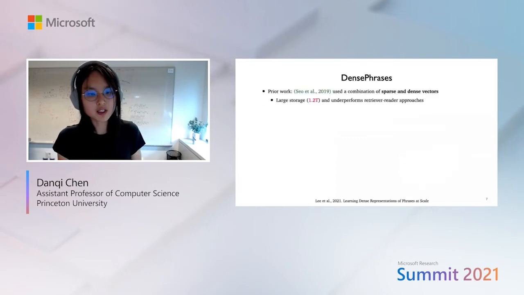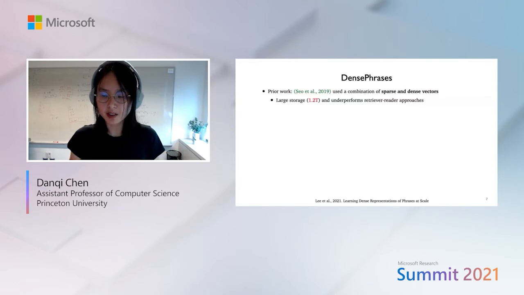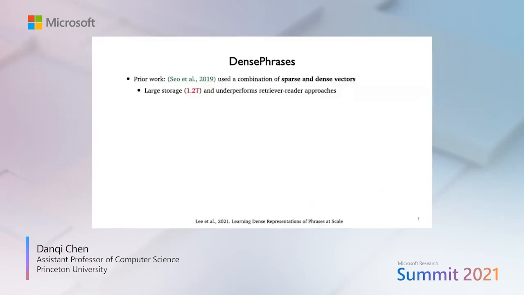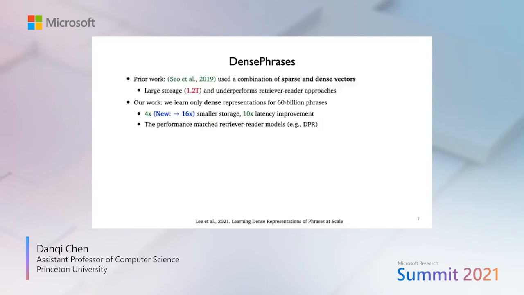The idea of phrase retrieval was first pioneered by Minjoon Seo and others in their ACL 2019 paper. At that time, they used a combination of sparse and dense vectors. And this led to a very large storage and still greatly underperformed retriever-reader approaches. In our DensePhrases work, we completely removed all the sparse representations and directly learned the dense vectors for all the phrases. As a result, we made the storage 4 times smaller and the model 10 times faster.